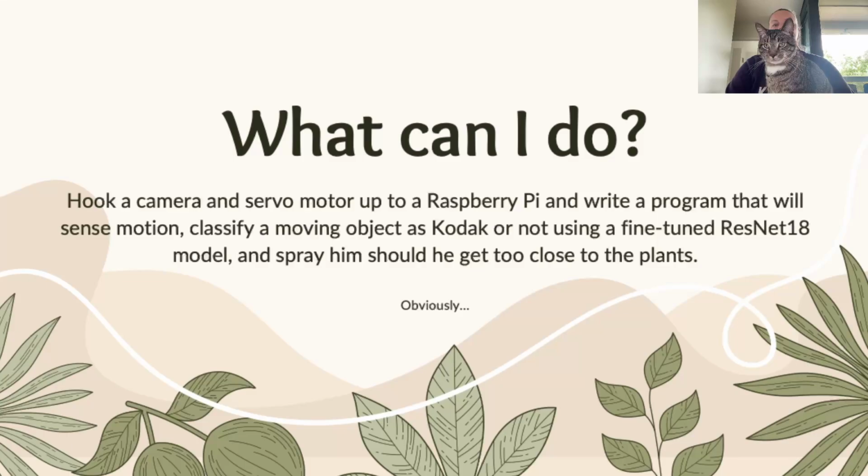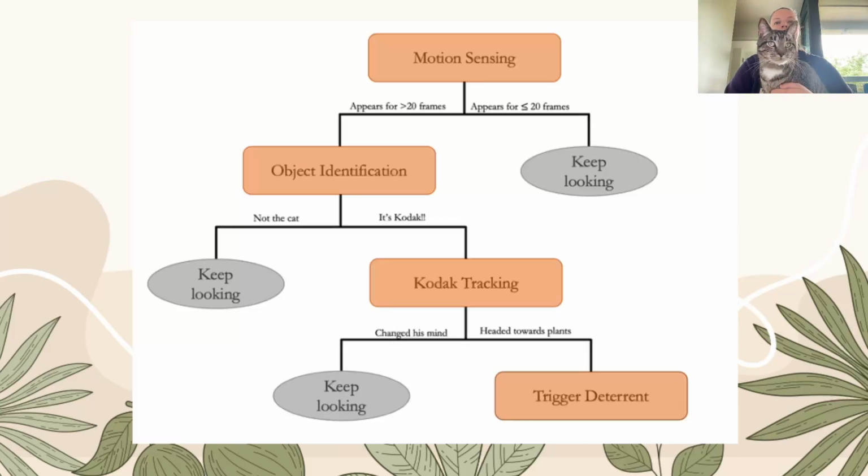So what can I do? Obviously, the only solution is to hook up a camera and a servo motor to a Raspberry Pi, write a program that will sense motion, classify a moving object as Kodak or not using a fine-tuned ResNet 18 model, and then spray him should he get too close to the plants, obviously. And so that's the goal of our project today.